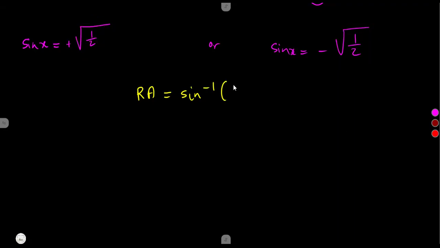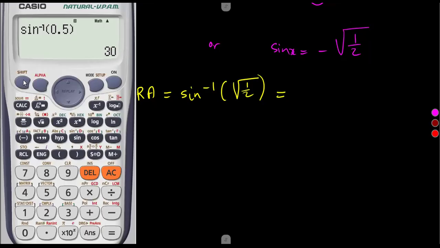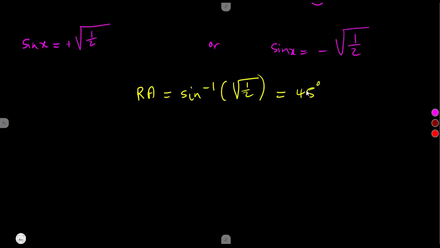So that's the square root of 1 over 2, arc sine of this. What are we going to have? That's our reference angle. So we need arc sine, shift sine, the square root of 1 over 2. Let's close the bracket. That is going to give us 45 degrees. That's our reference angle, the acute angle.